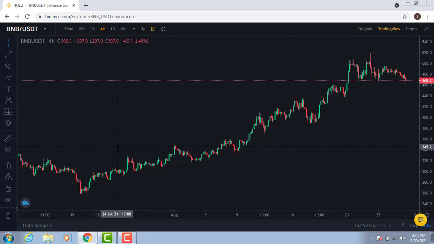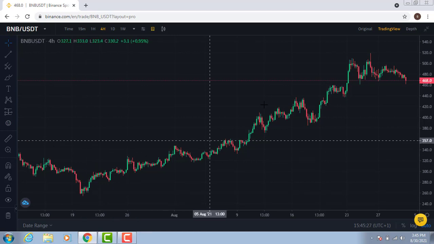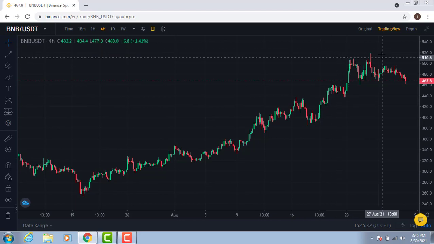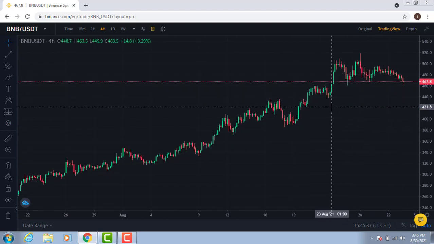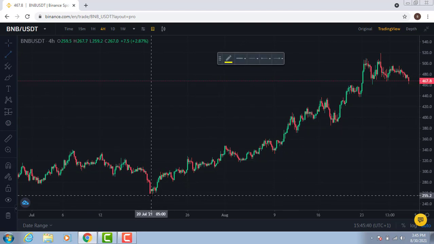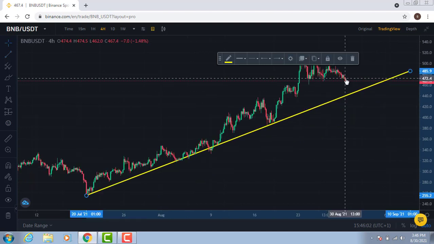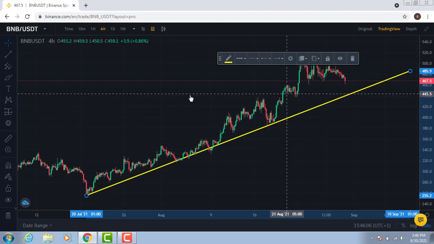BNB USDT right here, you see the market has been going right up from this very area. We see the market from 260 USD right up to this very point of $518, and the market is correcting right now. So where should you expect this correction to stop? All right, if I use my trend line and draw this level out very well, now if the market is coming down, I expect the market to pause in this area.